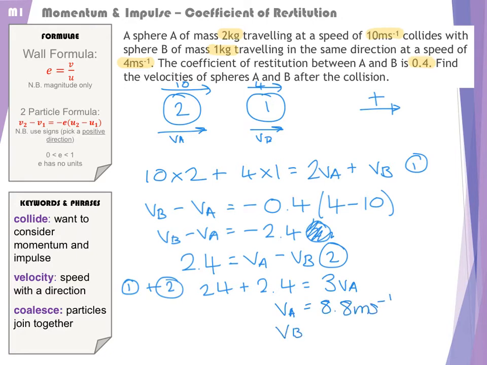And then all I'm going to do is substitute it back into the equation. I'll probably pick equation number 2. I think this one might be easier. So VB is going to be VA minus the 2.4 if we rearrange that. So that's going to give us 6.4 meters per second. Okay, all done.